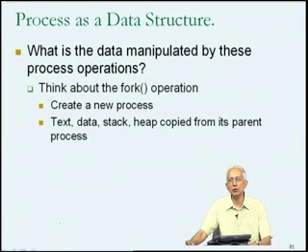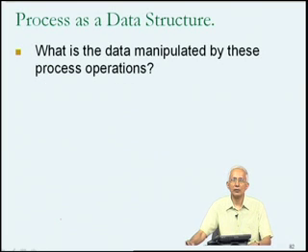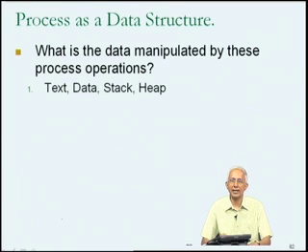But we can certainly view the contents of the text, data, stack, and heap regions of memory as being data associated with the process. They are the data of the program in execution, and hence they are clearly the data associated with the process. Right? So in talking about the data manipulated by the process operations, we've seen that fork manipulates text, data, stack, and heap. In a discussion of exec, we also saw that exec manipulates, does it manipulate text? Yes, because it causes a new program to be overlaid over the text segment. So it manipulates text, data, stack, and heap.